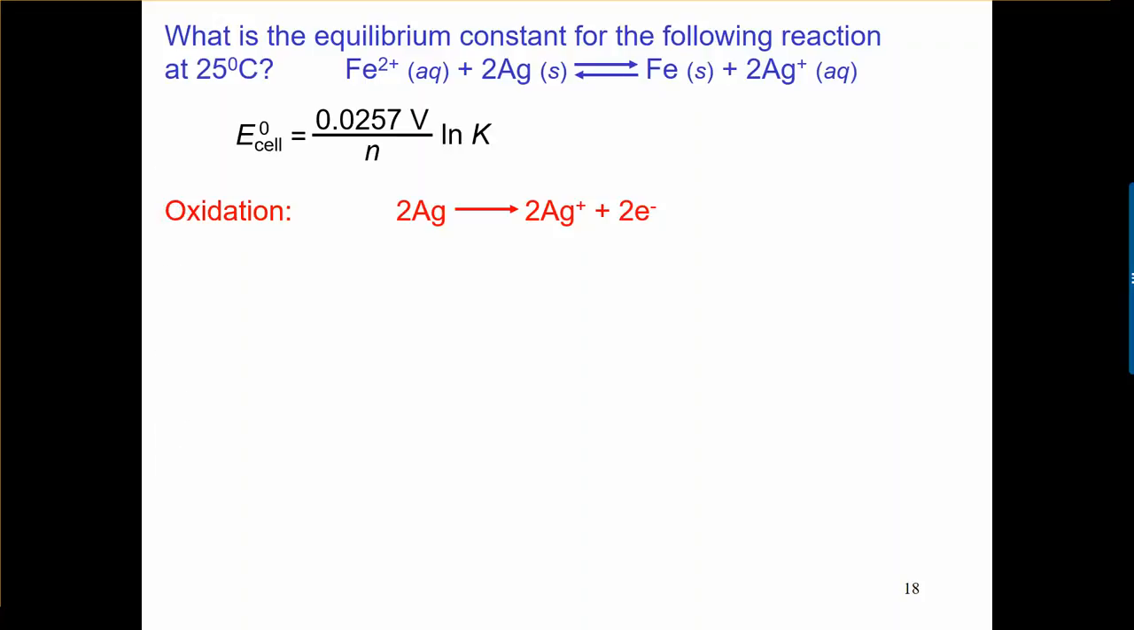Okay, here we want to find the equilibrium constant. We want to find K, right? So how are we going to go about doing that? Well, we have to find E naught of the cell, right? E naught of the cell equals C minus A, cathode minus the anode, right? So where are we going to get the information to do that? We have Fe plus and 2Ag here.